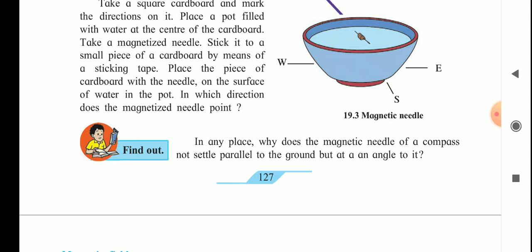Now, a freely suspended magnet does not point to the north but aligns to the Earth's magnetic field axially, that is, the north-south direction. The magnetic pole of the Earth is different from the true, that is the geographic north, because the magnetic north is constantly changing. It leads to a margin of error called declination, in which there is an angle of difference between the magnetic north and the true north. So that is the reason the magnetic needle does not settle parallel to the ground.